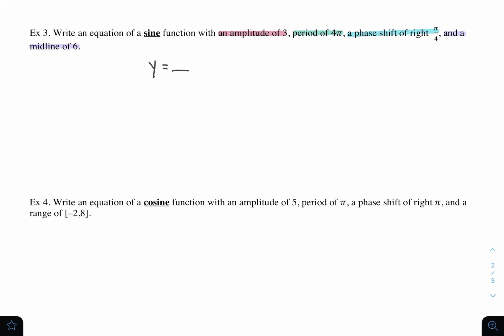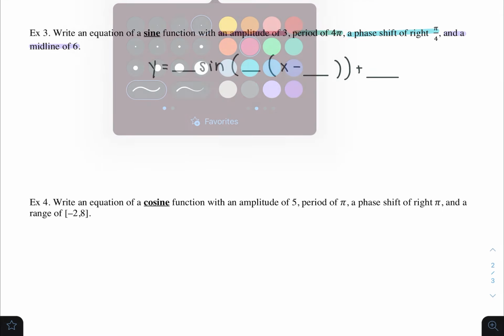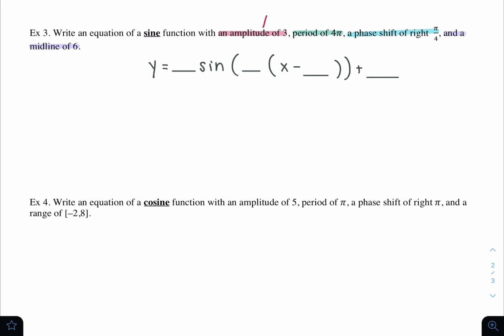We know it's going to be a sine function because we were told that. We're going to have to determine our A, our B, our C, and our D value. So if we start out, we know that we can determine our A value from our amplitude. Therefore, I can put 3 in for A. The period is a tool to find our B value. It is not the B value.